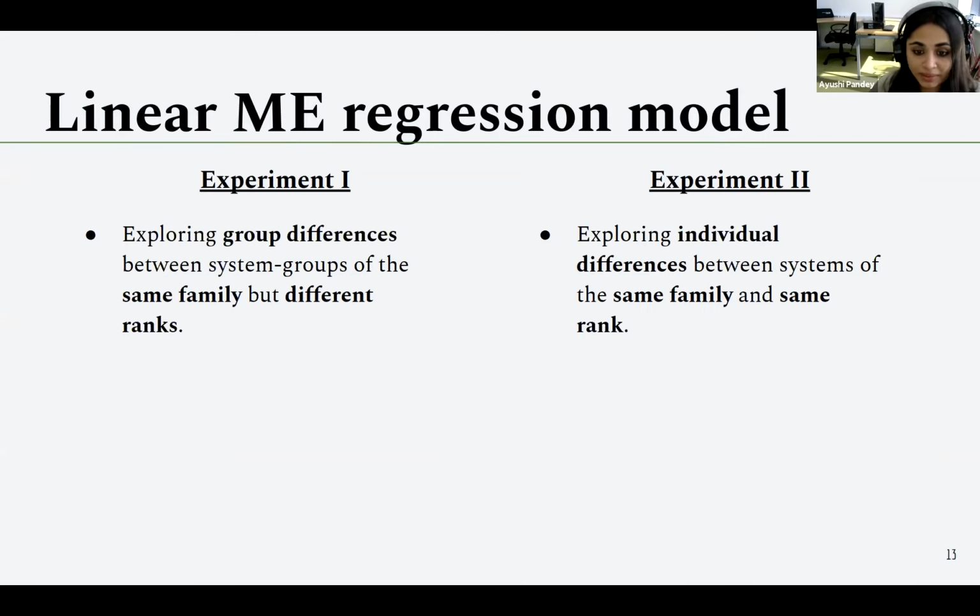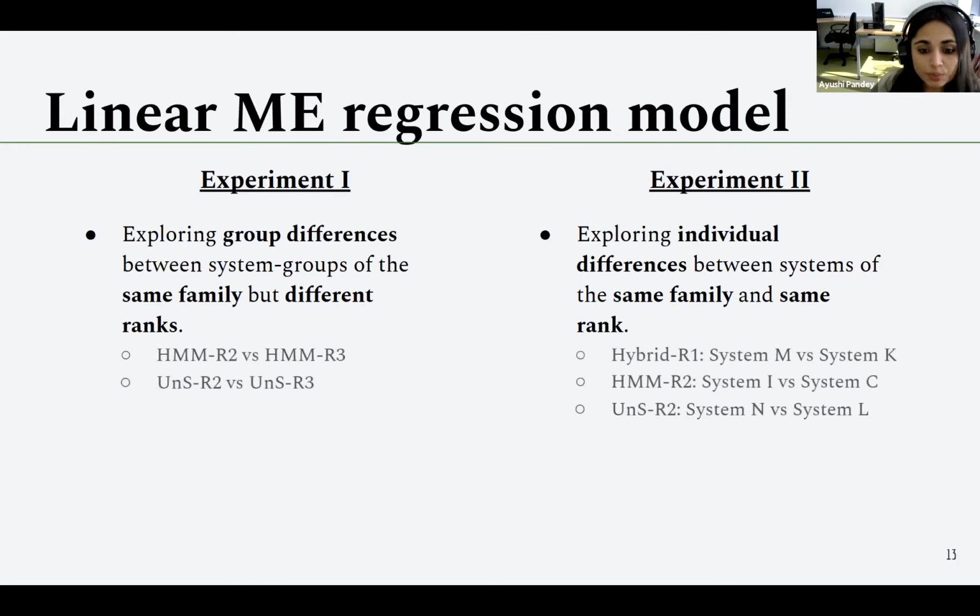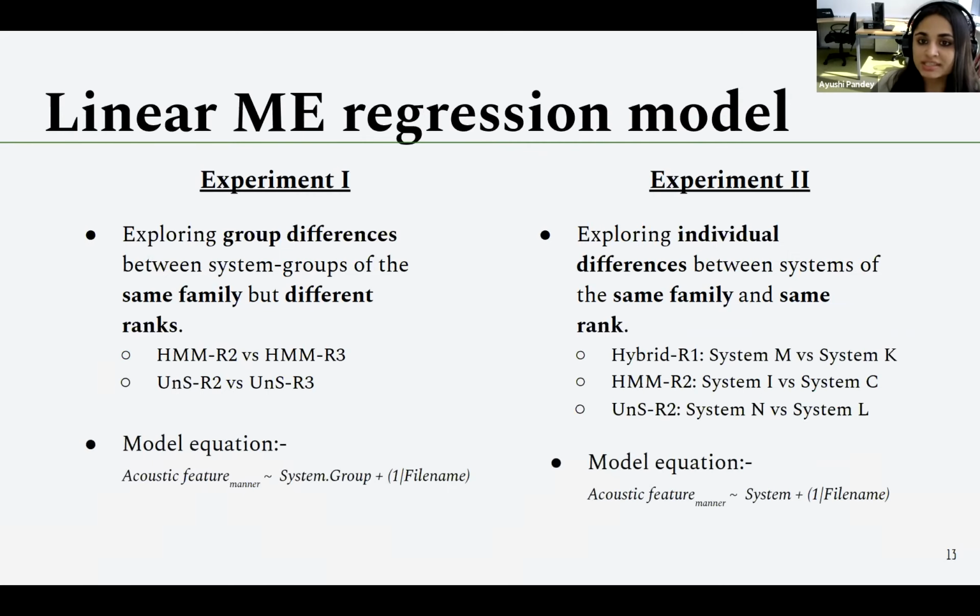So for experiment 1, control for system family, only compare quality. Second experiment, control for family and quality, only compare individual system differences. The groups under comparison were HMM R2 versus R3 and UNS R2 versus R3, and the individual systems are listed on your right. Now, these are the model equations that were passed to the linear mixed effects model.